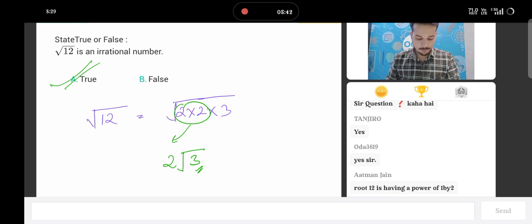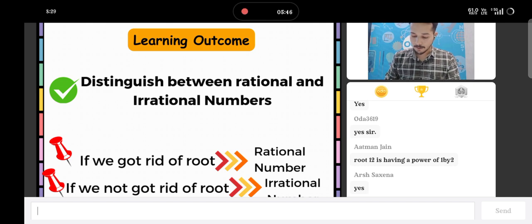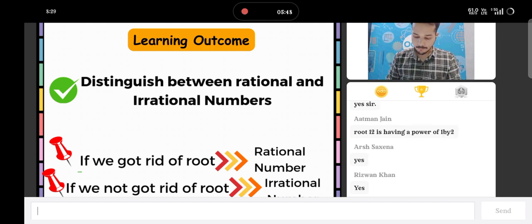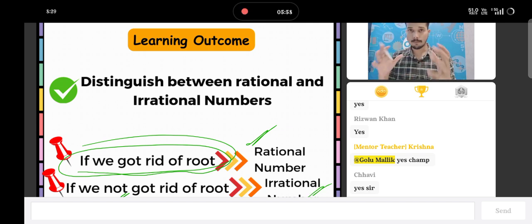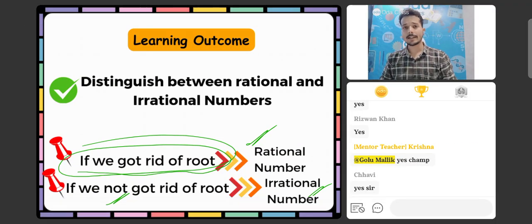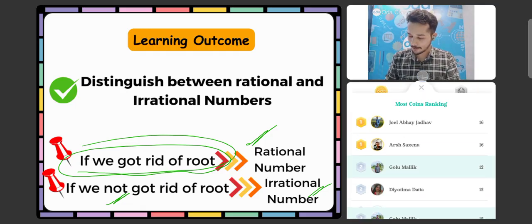Is that clear, everyone? So let me tell you a little mantra. Solve the root. If the root is gone, the number is rational. If the root is still there, you are not able to solve it, then it is irrational. Priyam, in the end, when I start taking the doubts, then you can ask about pi. Don't worry. You are asking a very fun question.